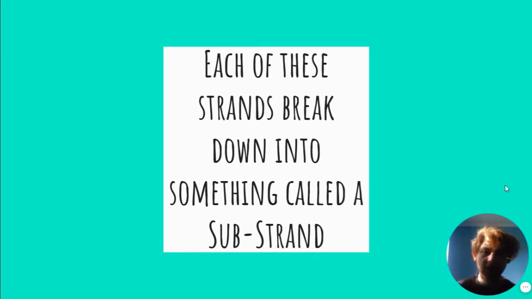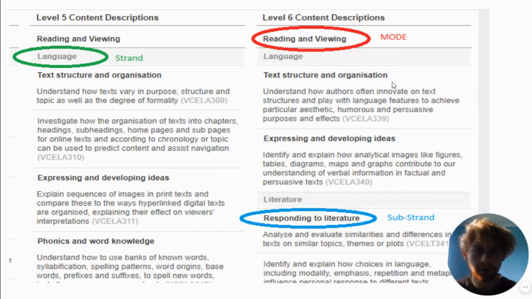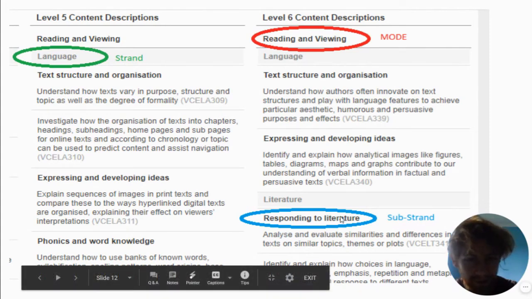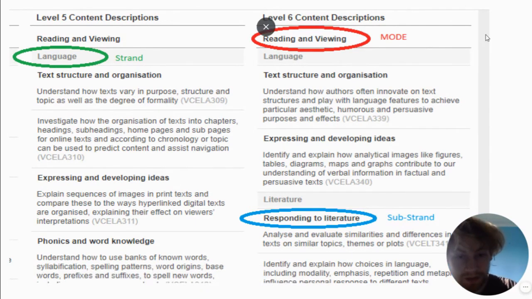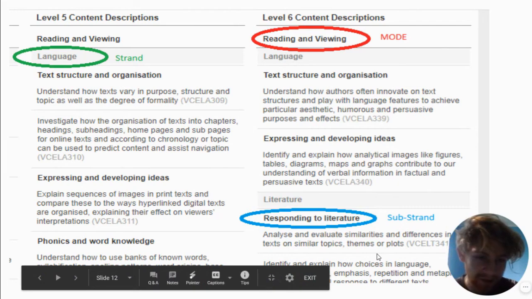Now, each of these strands breaks down into something called a substrand. In order to understand this, what we have here is a little diagram. First, our mode would be reading and viewing. It is under the language section, and our substrand would be literature. For example, our mode is reading and viewing. We are in the literature section, and our response is to respond to literature.